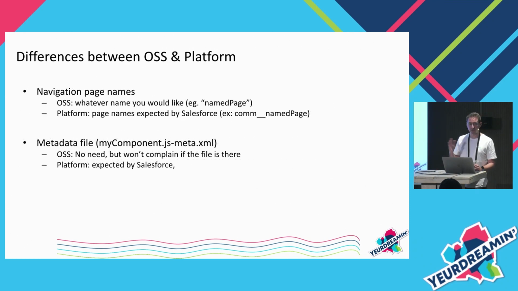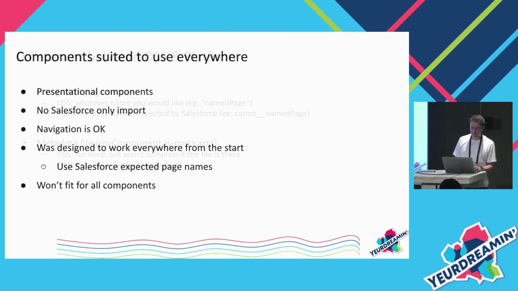A few things for navigation. I basically named my page "page", and then I tried to deploy it in community, but community said no, this is the name I expect. I'm like, oh yeah. So I think if I had done it the other way around, it would have worked, because on Heroku I can use any name I want. And also the metadata file that displays if the component is available, which is the API version, if it's on a community, Lightning Experience or whatever. It has to be there on Salesforce. If you put it on Heroku, it's just there and it doesn't care, so it's not a problem.